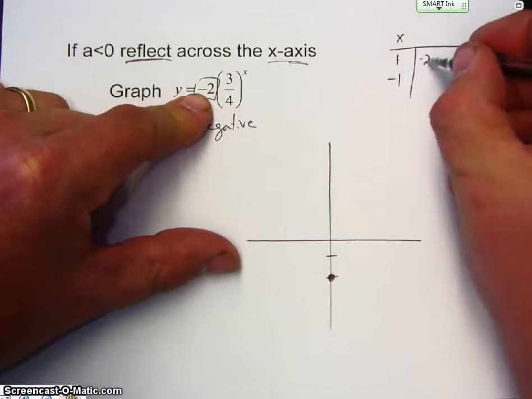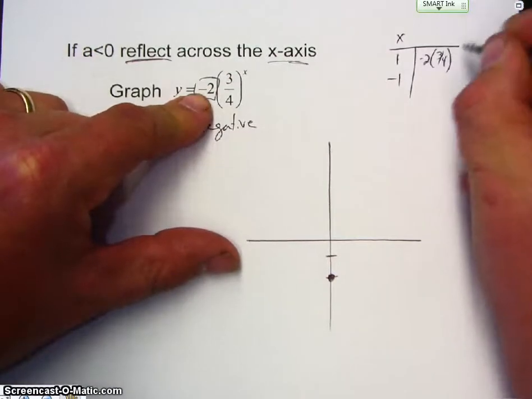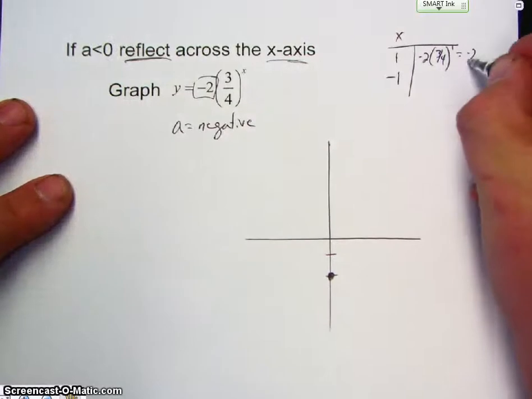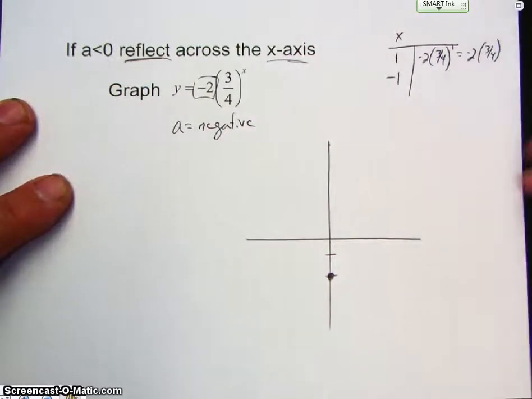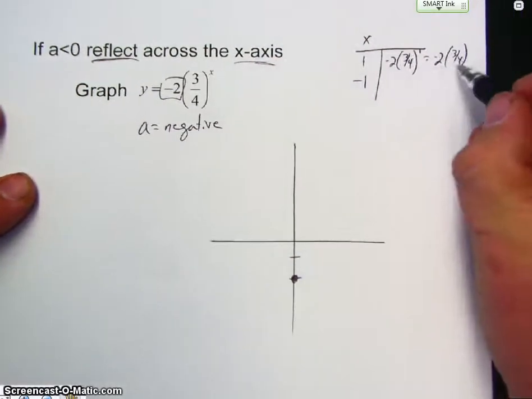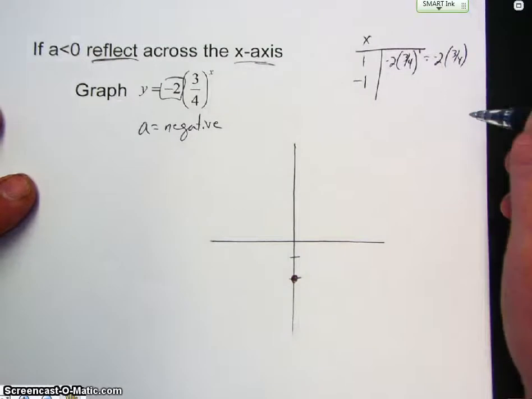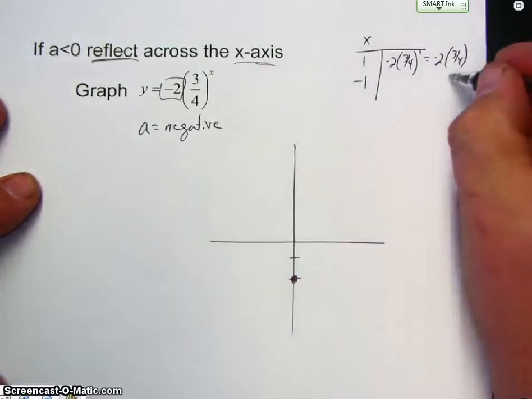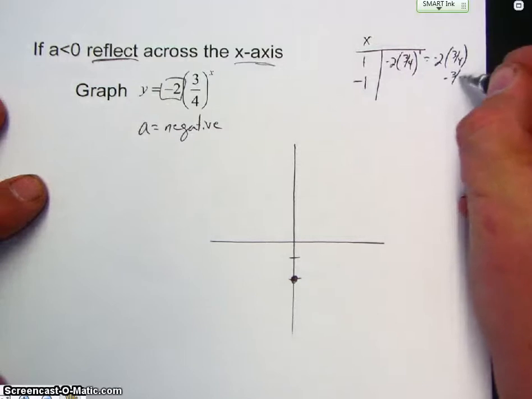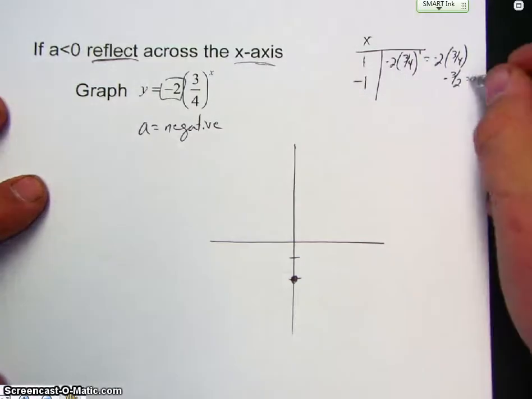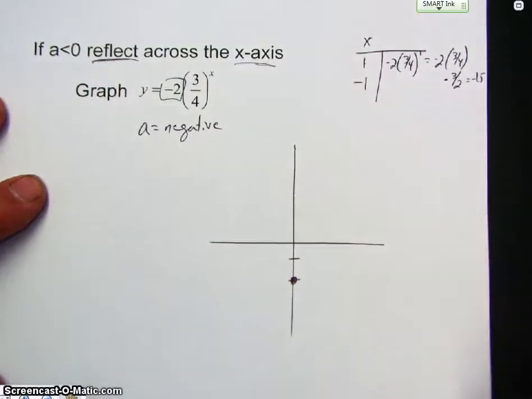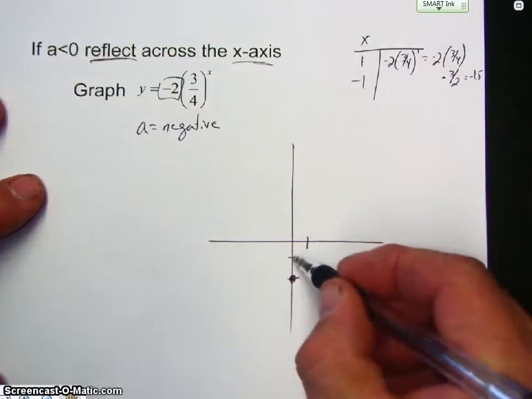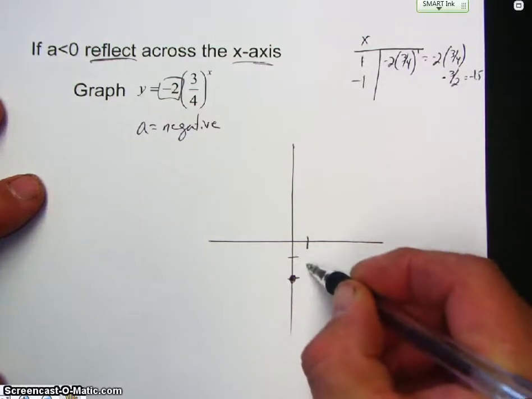So I'll plug 1 in for x. I got -2 times (3/4) to the first power. So that gives me -2 times 3/4, and -2 times 3/4 is -3/2, which is -1.5. So go to 1, -1.5 right here.